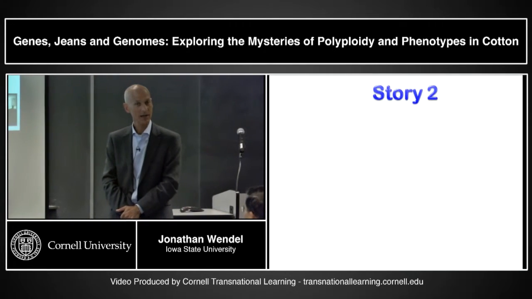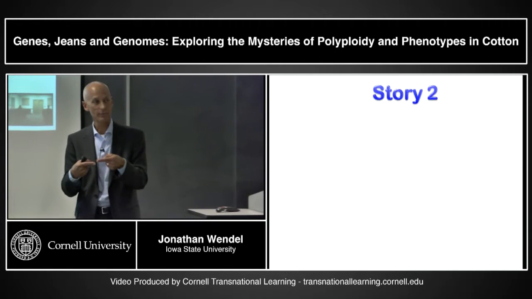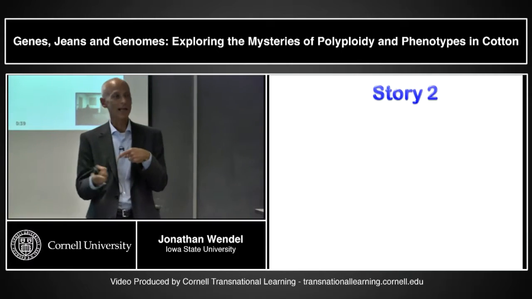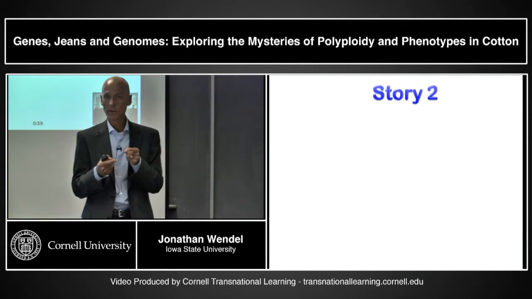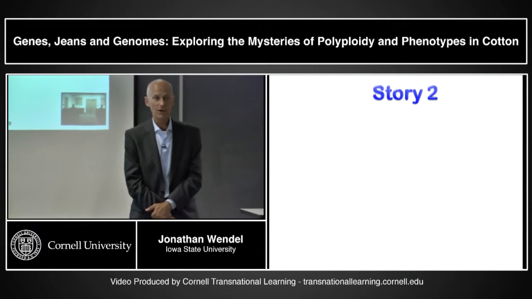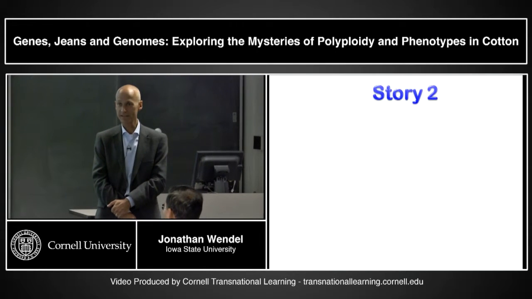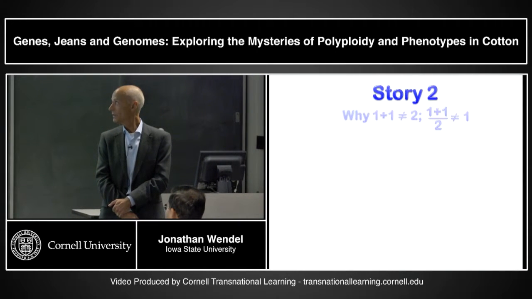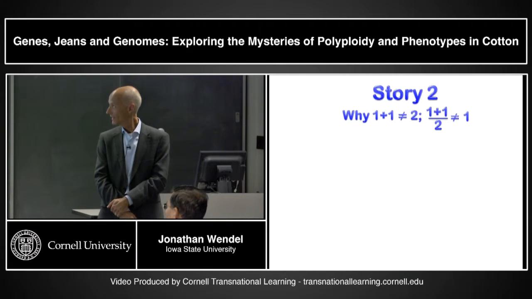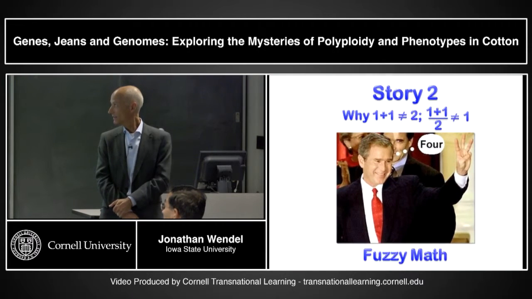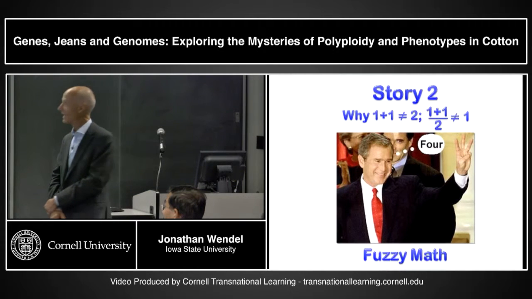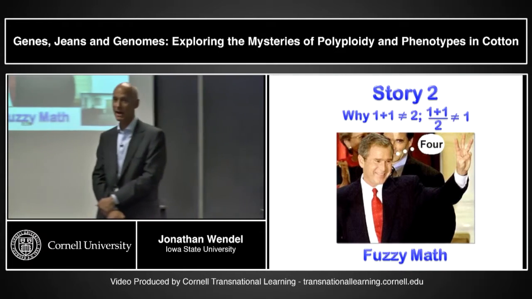And so all these phenomena have characterized each of these stages variously in each of the allopolyploids that we all work with to different degrees. Story two is at the RNA level, and you can tell I'm kind of zipping through these stories, because I have to. And this is an algebra story, and it's why 1 plus 1 does not equal 2, and why 1 plus 1 divided by 2 is not even equal to 1. George Bush knew this, of course, that allopolyploids practice fuzzy math.